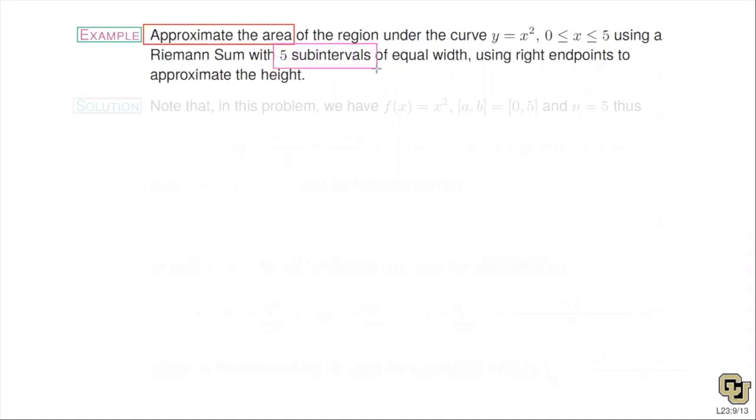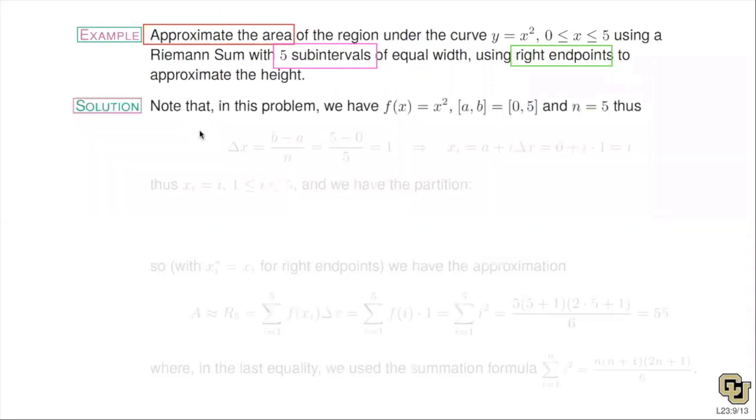Use 5 subintervals. And so I also need to know for my rectangle, how am I going to approximate the height of the rectangle? So here they say, use the right endpoints. Okay, so let me slowly start this. We always start by calculating delta x. Delta x is just the length of the interval divided by n. Delta x is b minus a over n. Here the interval is given as 0 to 5. And n is given here as 5.